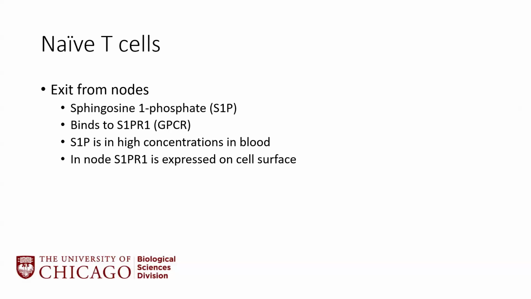So if you want the T cell to stay in the node, what would you do? Well, you would downregulate those S1P receptors so it's not actually chasing after that S1P.